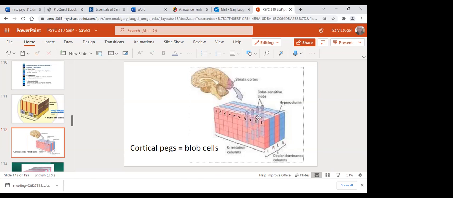Now, notice that there's like alternating bands that are called ocular dominance columns. They're like strips of tissue. And there's several layers of cells here that scientists have identified by probing and actually recording from these different cells at different depths in the cortex. This is going into the cortex, from the surface of the cortex down into the cortex.